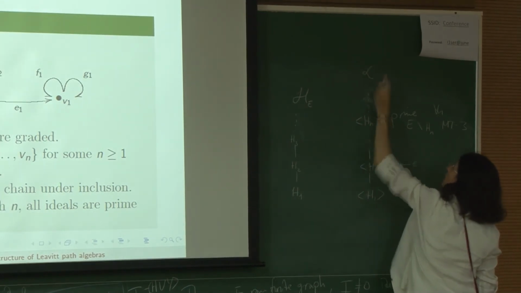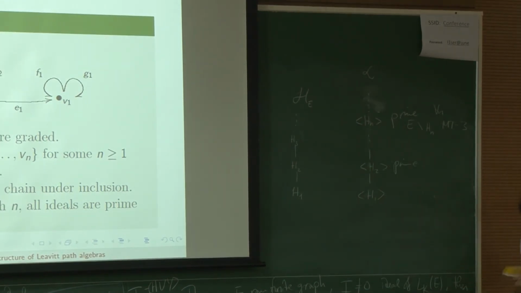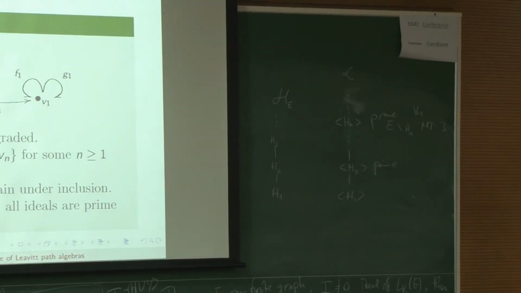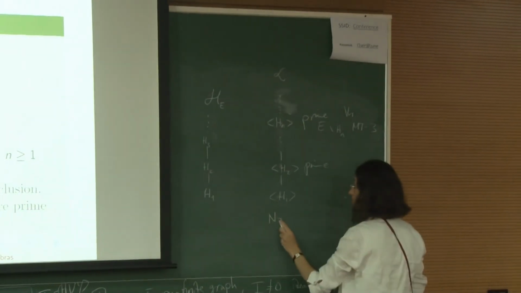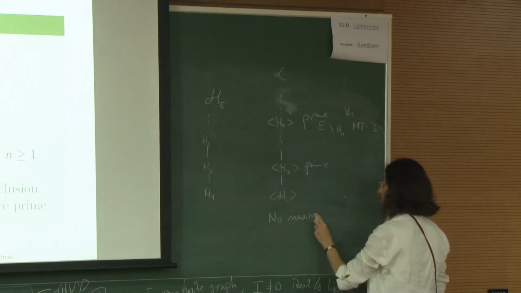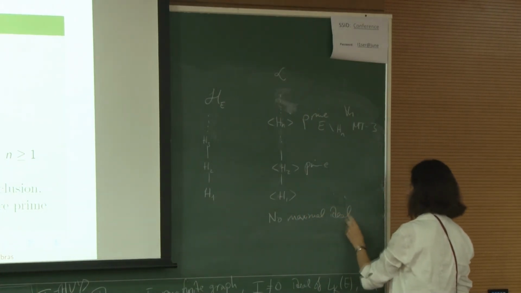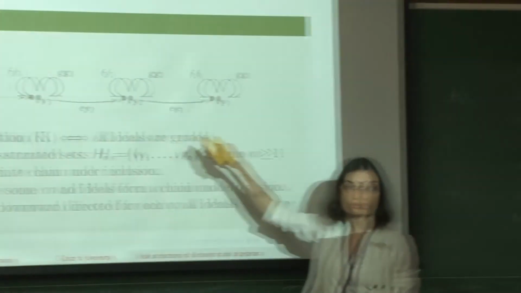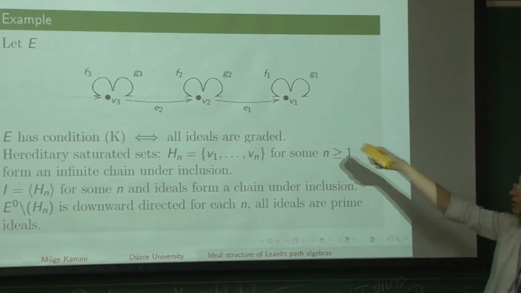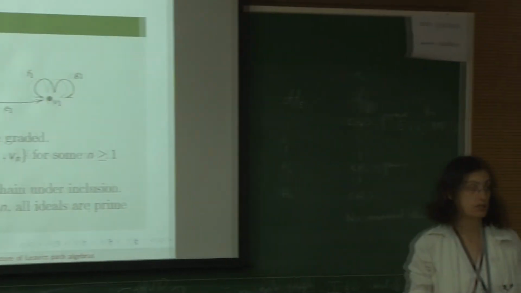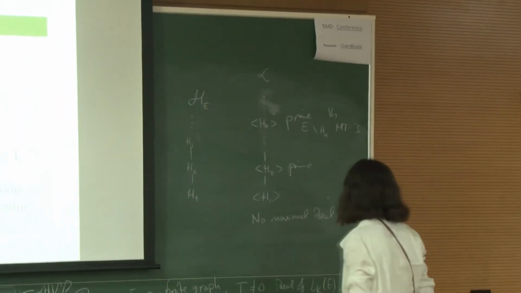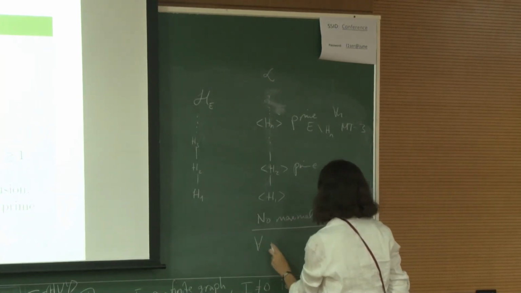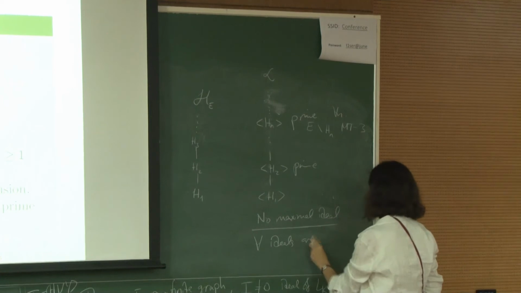However, notice that there is no maximal ideal here. For every ideal, you can construct a bigger ideal. So it has no maximal ideal. But again, this is not a unital Leavitt path algebra. It has local units, but doesn't have an identity. So, all ideals are prime.